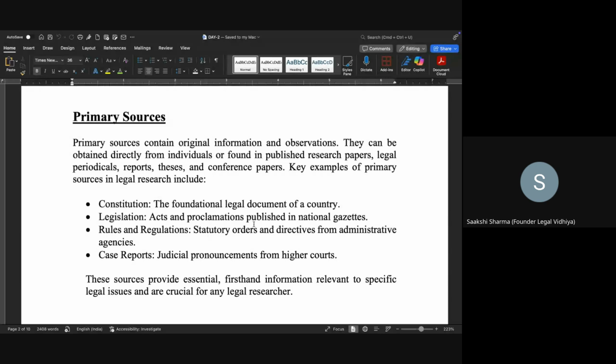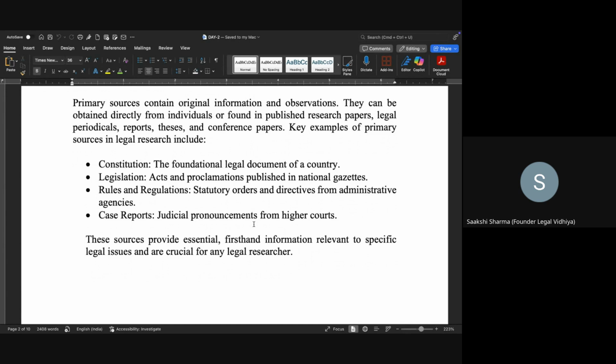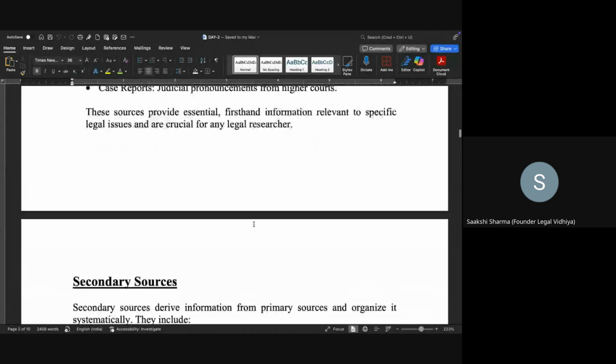Now when we talk about law, what is the original source? In law, the original source is the constitution, the bare acts, the legislations, rules, regulations, and the judicial pronouncements made by the higher courts, the high courts, the supreme courts. So when we talk of primary sources of information in law, we always go first to the constitution, then the bare acts, then the rules and regulations relating to those bare acts, and then the case reports. These sources provide us first information of a specific legal issue or topic, and that is what a primary source is.